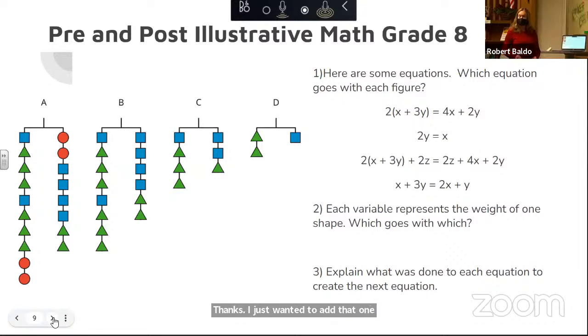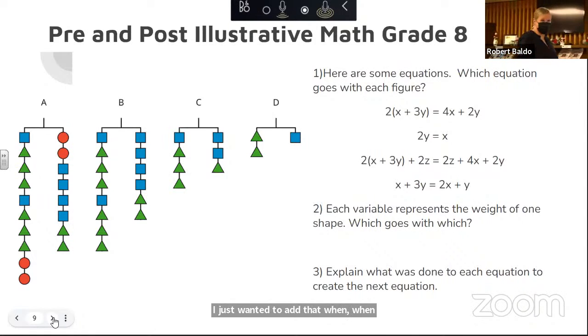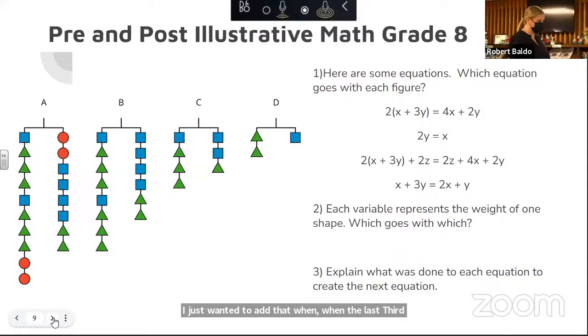I just wanted to add that with illustrative math that has all these instructional routines that involve productive struggle and critical thinking and a lot of discussing your thought process, it can be really difficult for kids to put it out there and take risks in the classroom. So that's something that might be a little different for some kids.